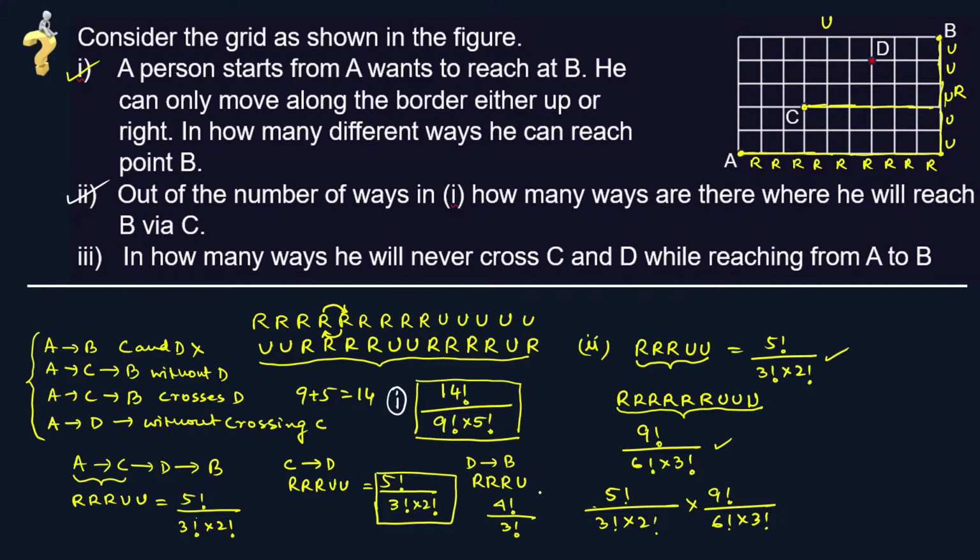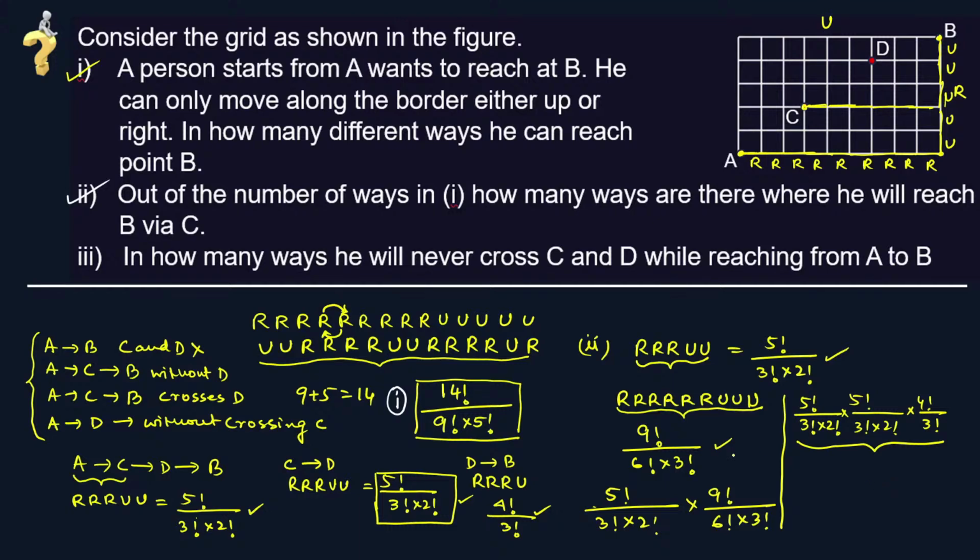So the total number of ways in which the person can reach from A to B crossing C and D is nothing but, I'm writing it here, factorial 5 by factorial 3 into factorial 2. This one I have taken. Now you take this one. And then you have to take this one. So this is the total number of ways in which the person is reaching from A to B via C and D.